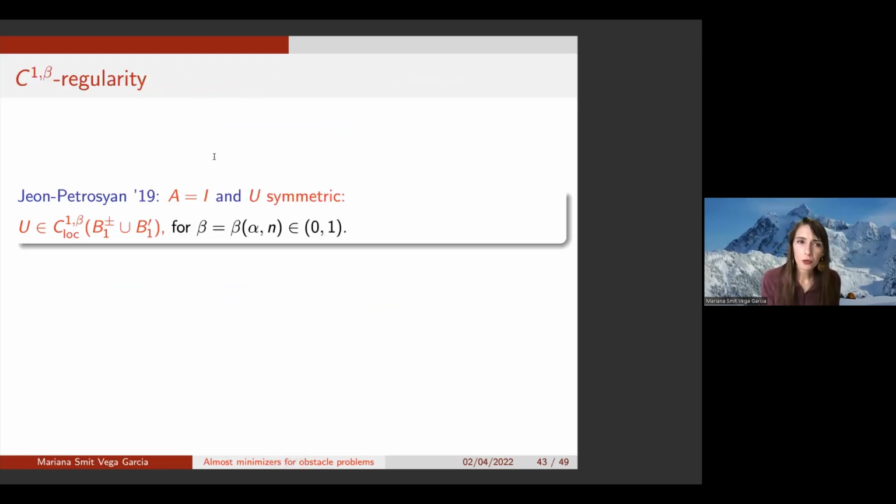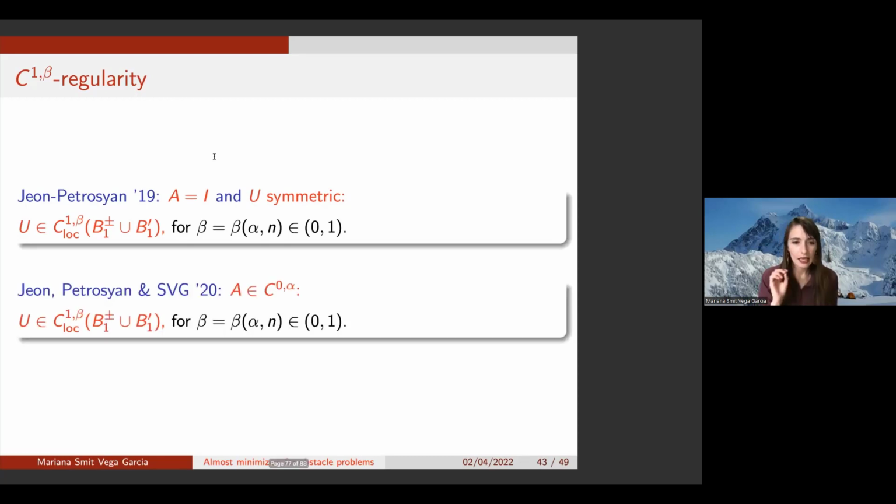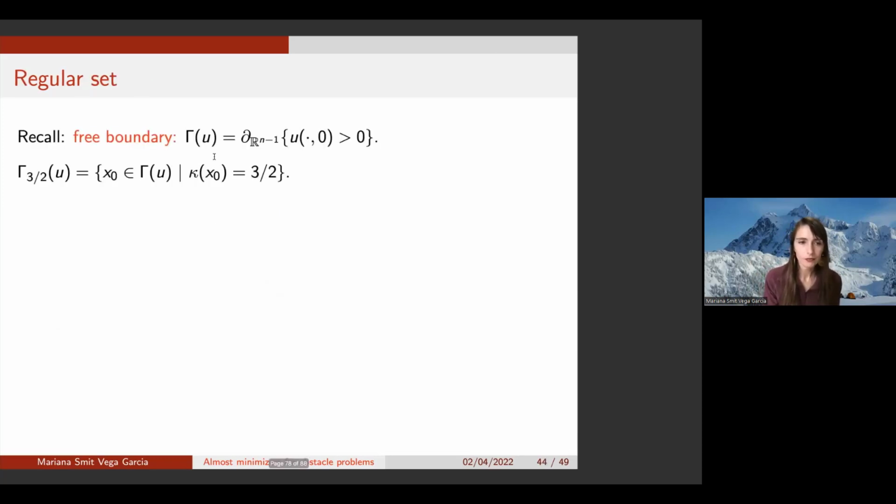Then we were interested in proving what happens with C1 beta regularity, not across the free boundary, of course, but on the upper and lower parts of the free boundary. So in Guillen and Petrosyan in 2019, they were able to prove this for almost minimizers, assuming the almost minimizer itself was symmetric and the matrix was the identity. In our case, we again were able to remove the symmetry conditions, and we generalized this in the case of the matrix being C0 alpha.